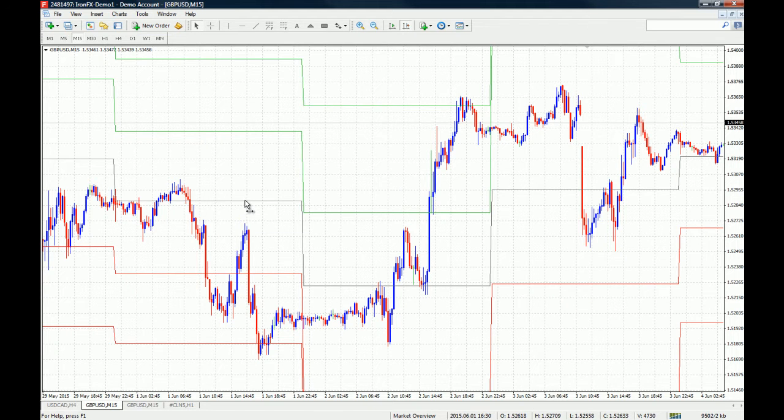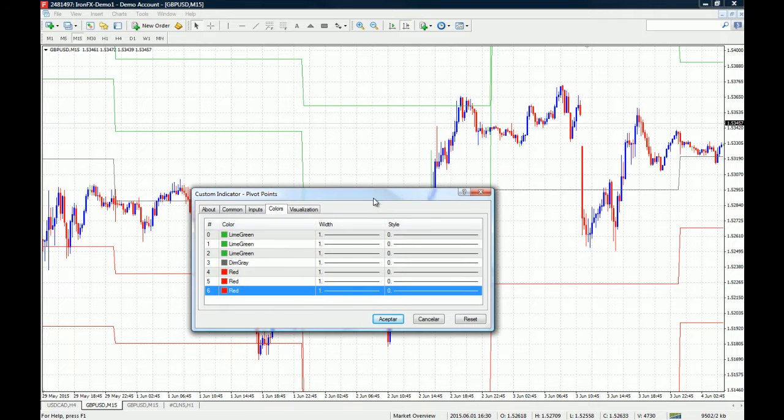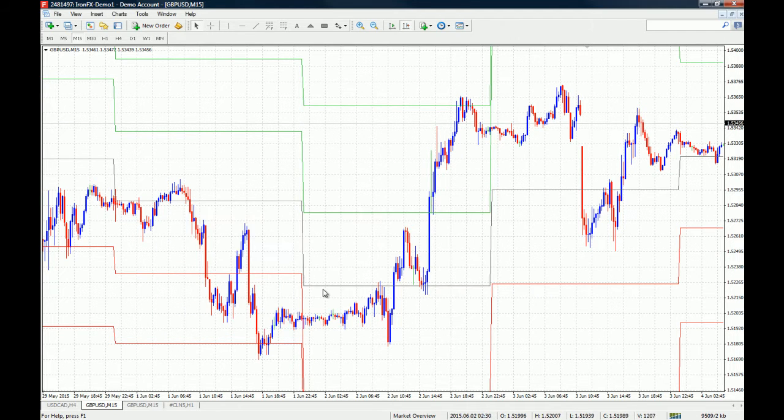You can see right here, the dim gray line is the central pivot, or the mid pivot. Then the green lines are daily support 1, 2, and 3, and the red lines are daily resistance 1, 2, and 3. And now just look at how price reacts to these daily pivots.